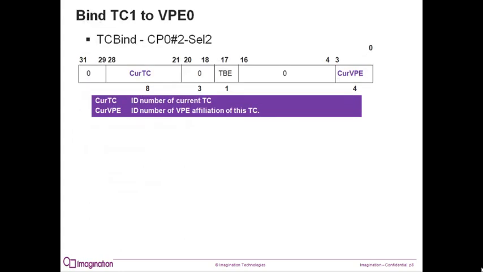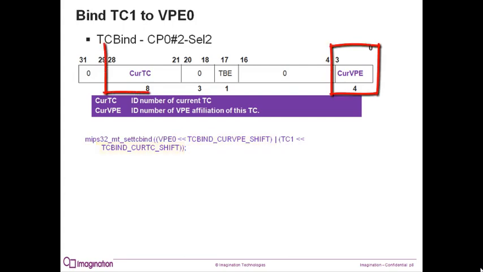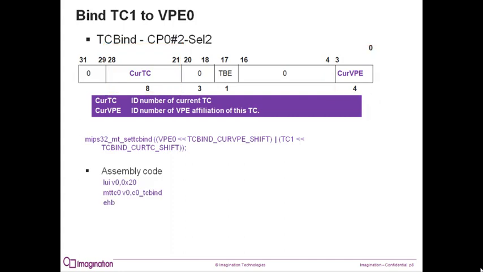Now I want to bind thread 1 to VPE0. I will do this using its TC bind register. To do that, I'll use the MIPS32 MT set bind macro. This will write the register, and the TC bind cur VPE shift and the TC bind cur TC shift #defines will place the values for the VPE and the TC in their appropriate fields. Here is the assembly code.